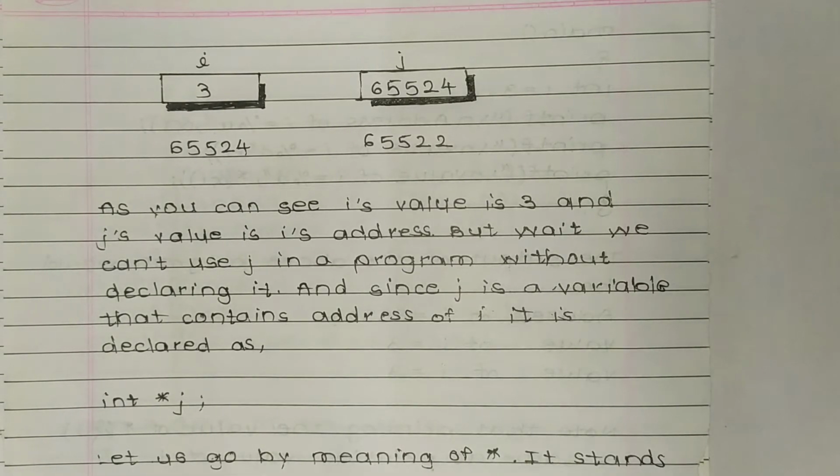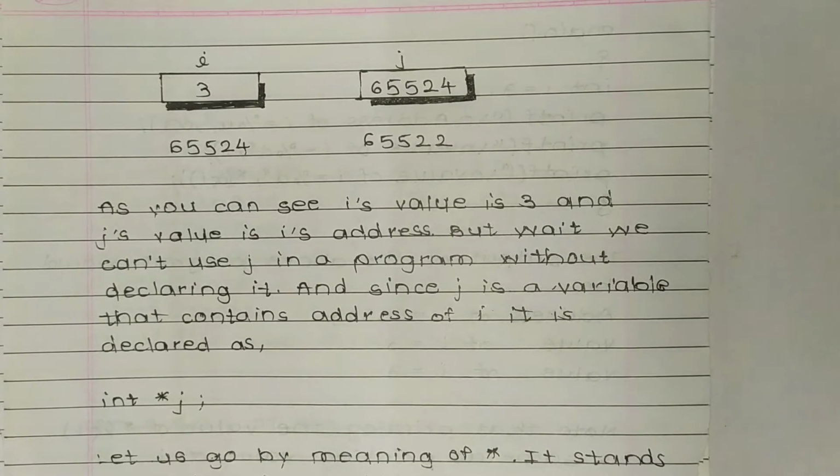So the method to declare a variable containing the address of a character, that is i, is int *j.